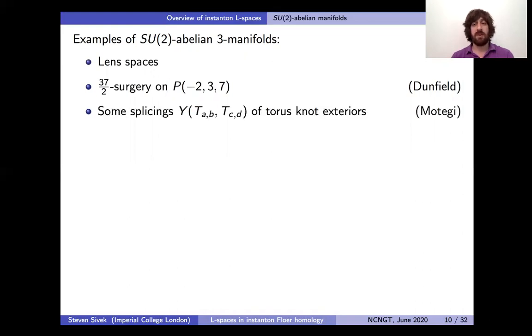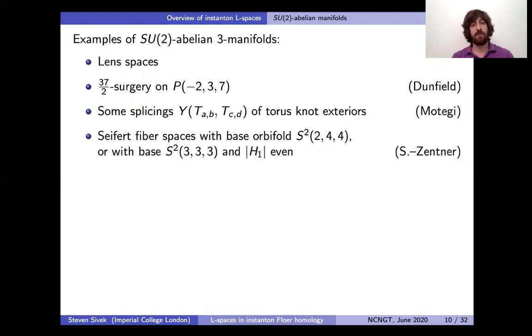There's a family of examples discovered even earlier by Motegi, where you take a pair of torus knot exteriors, any torus knots you like, and you splice them together by gluing the meridian of one to the Seifert fiber of the other, and vice versa. And actually, it turns out Dunfield's example is a special case of this, where you glue left and right-handed trefoil complements together. Some examples that Raphael Zentner and I discovered are Seifert fibered spaces. You can either have a base orbifold S2 with cone points of order 2, 4, and 4, or you can have base orbifold S2 with cone points of orders 3, 3, and 3, as long as the first homology has even order. So those are all SU2 abelian as well.